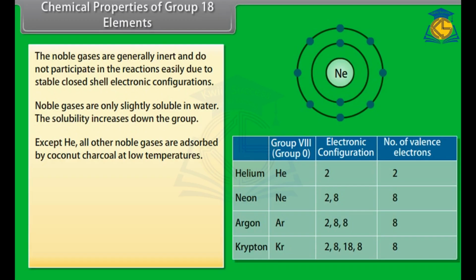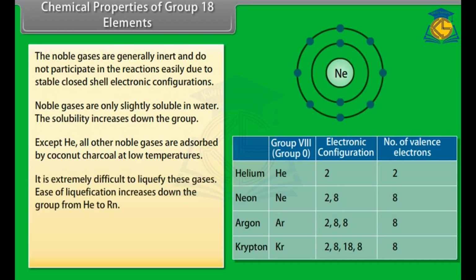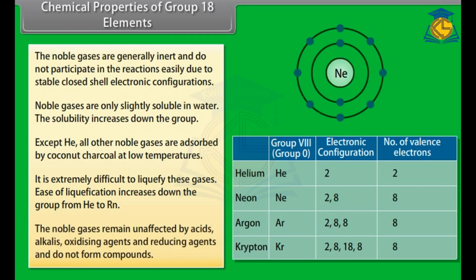Except helium, all other noble gases are adsorbed by coconut charcoal at low temperatures. It is extremely difficult to liquefy these gases. Ease of liquefaction increases down the group from helium to radon. The noble gases remain unaffected by acids, alkalis, oxidizing agents and reducing agents and do not form compounds.